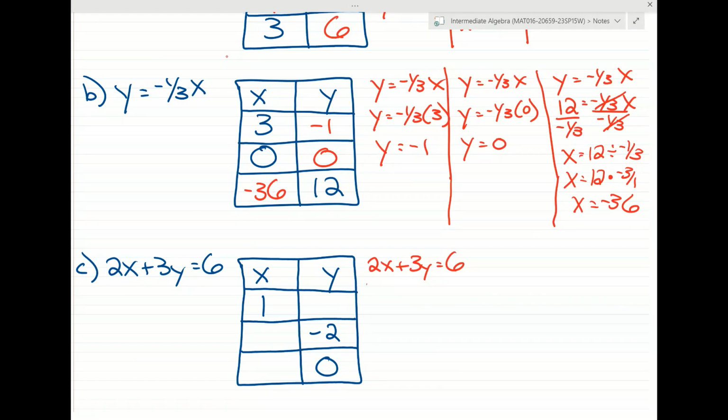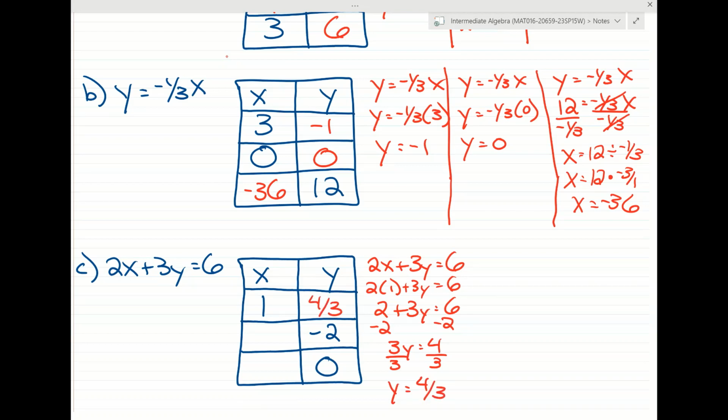So if x is 1, we're just going to plug 1 in for x. 2 times 1 is 2. And now we're just looking to get y by itself. So we could subtract 2 on both sides. And we get y is 4/3. And like I said before, you want to leave it as 4/3. You don't want to convert that to a decimal. You don't want to write 1.3, and you don't want to say 1 1/3. Just leave it as 4/3.